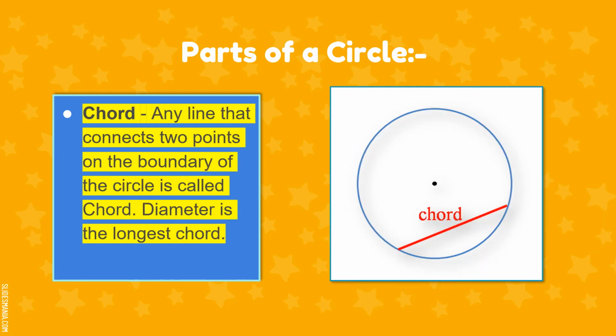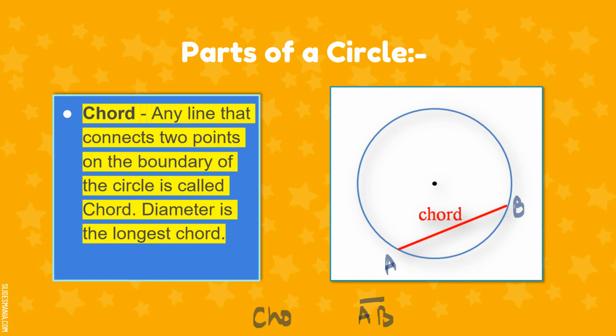So children, let's learn what is a chord of a circle. Any line that connects two points on the boundary of the circle is called a chord. So that means I have a line segment drawn here, and you see the starting point is A here and the end point is B here. So the chord of the circle which is drawn here is, how will you write it? It is AB, and clearly it's a line segment, so you'll write it like this. So this is a chord here.